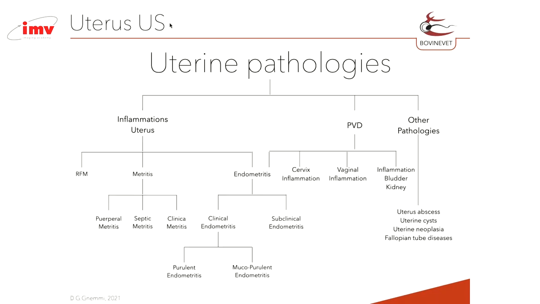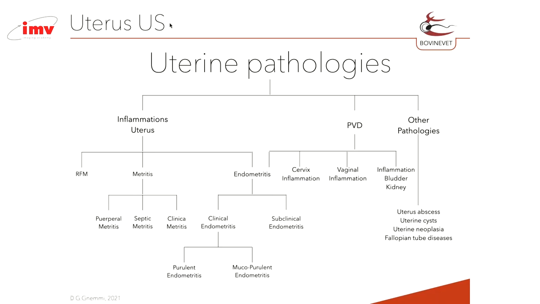Well, the classification is more complex. You see that metritis can be divided into puerperal metritis, typical of the first week postpartum, and sometimes when the colibacteria enter the blood vessels and produce septicemia, we have a septic metritis. And then we have clinical metritis, which is typical of the second week postpartum. After 21 days, we start to speak of chronic inflammation of the uterus, endometritis. Endometritis can be divided into clinical and subclinical endometritis. The difference is that in clinical endometritis we have vaginal discharge, while in subclinical endometritis we do not.